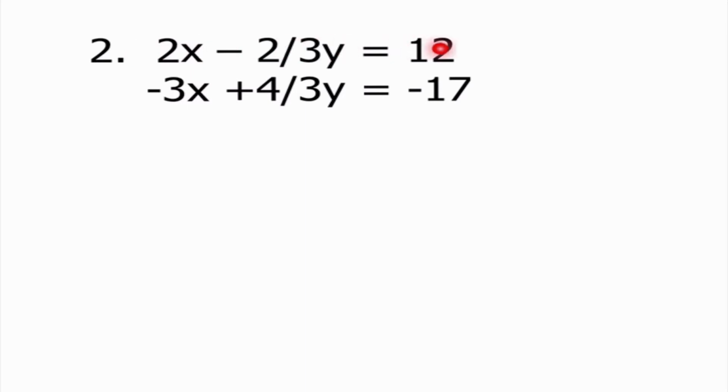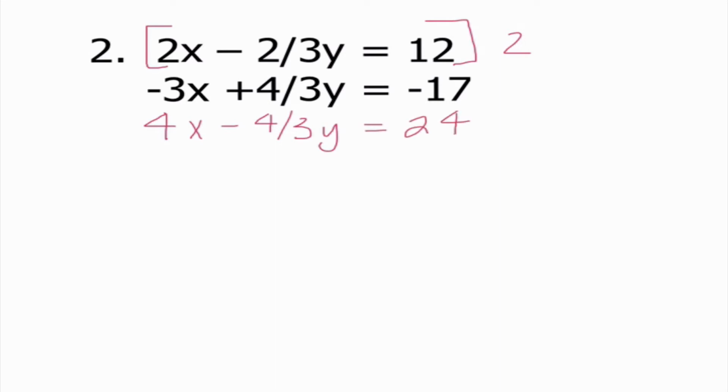If I wanted to cancel out my x's, I definitely could. I would have multiplied this equation by negative 3 and the bottom equation by 2. It does not matter what method we choose. If I do my algebra correctly, we will get the same answer. So I'm multiplying this top equation by 2, so I get 4x minus 4/3 y equals 24. So now I need to add these together. When I combine these, I get x, my y's cancel out, and I know that negative 17 plus 24 becomes 7. So I have x equals 7.